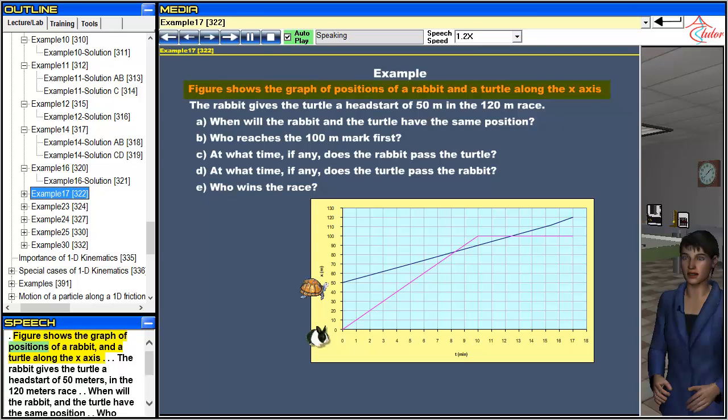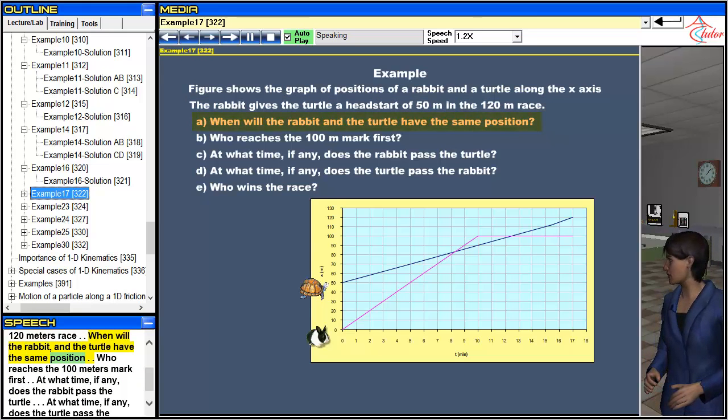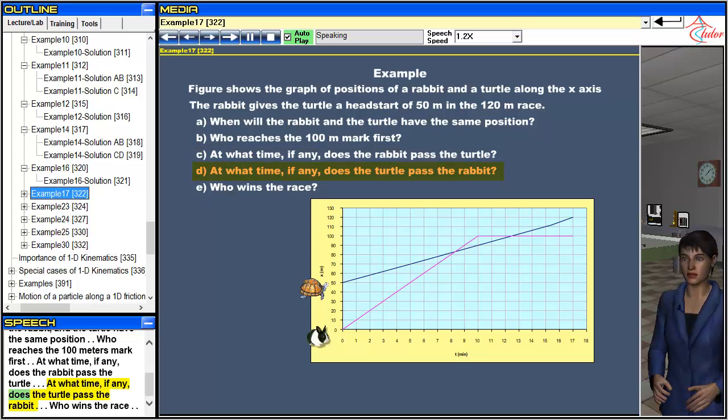The figure shows the graph of positions of a rabbit and a turtle along the x-axis. The rabbit gives the turtle a head start of 50 meters in the 120 meters race. When will the rabbit and the turtle have the same position? Who reaches the 100 meters mark first? At what time, if any, does the rabbit pass the turtle? At what time, if any, does the turtle pass the rabbit? Who wins the race?